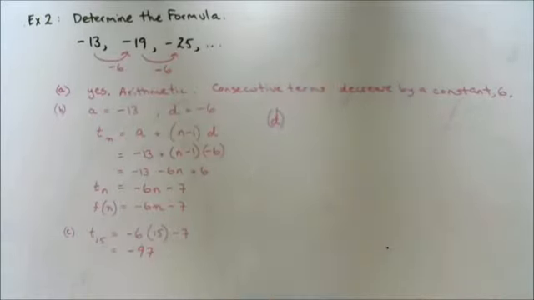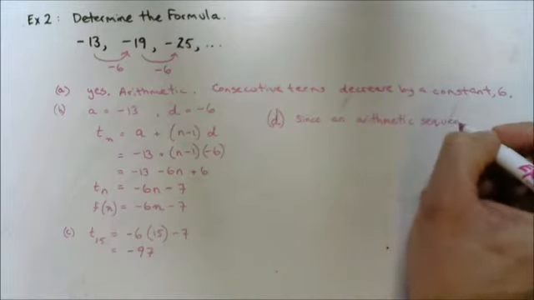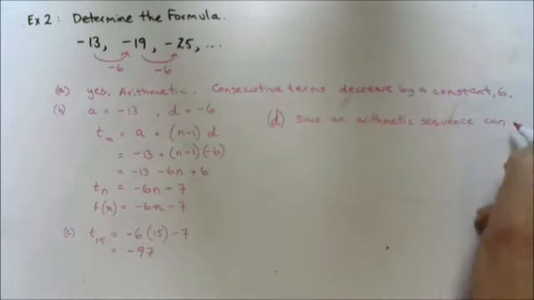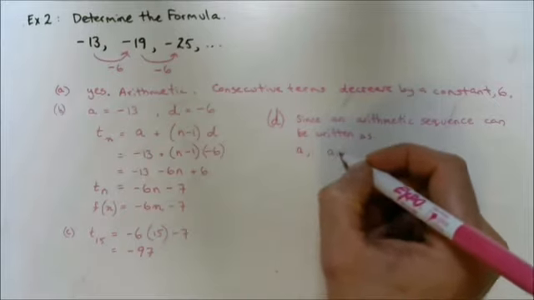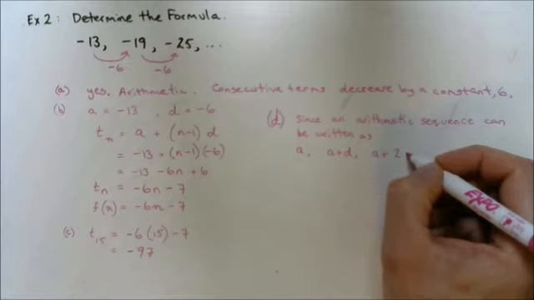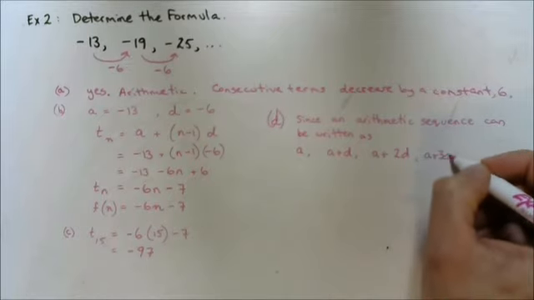All right. I am moving over to the right to do D. D says determine a recursion formula for the sequence. So remember, a recursion formula is how to get from the preceding term to the next term, okay? So since an arithmetic sequence can be written as a, comma, a plus d, comma, a plus 2d, comma, a plus 3d, etc.